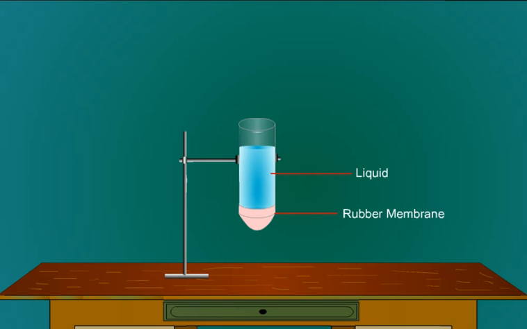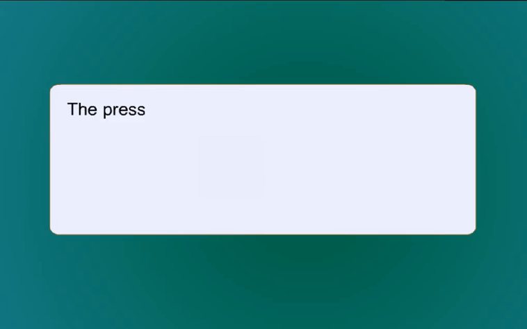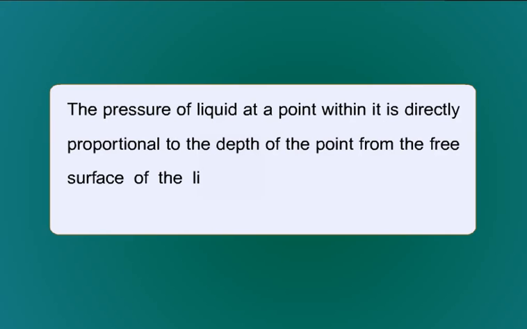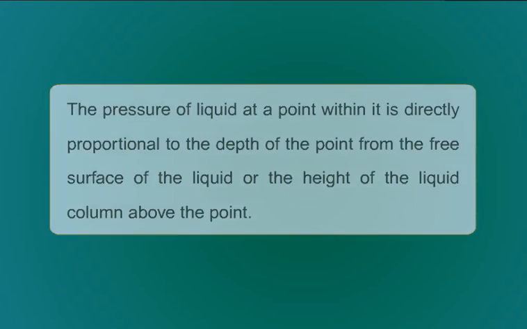Liquids have their own characteristics. The characteristics of liquid can be summarized in the points below. The pressure of liquid at a point within it is directly proportional to the depth of the point from the free surface of the liquid or the height of the liquid column above the point. For verification, pressure is directly proportional to height.